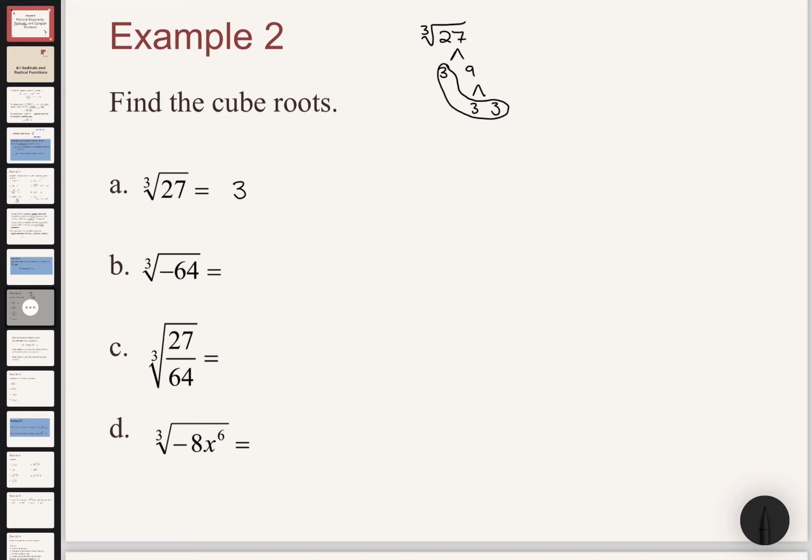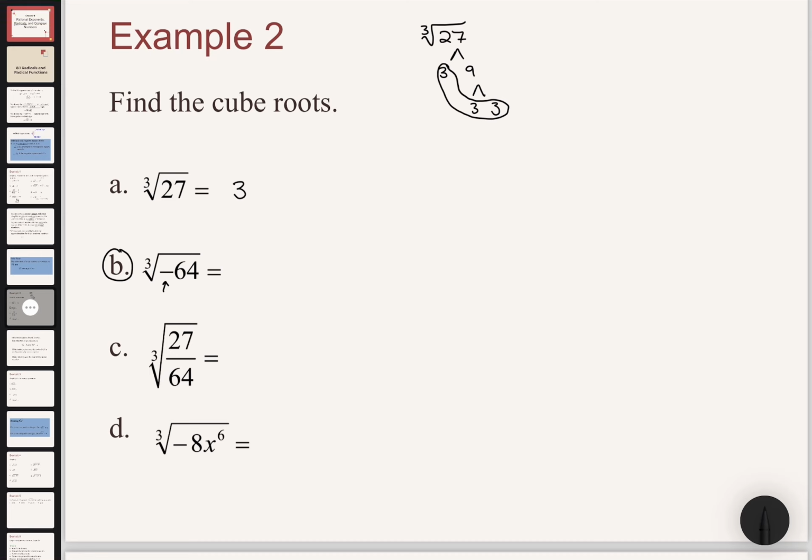Again, we're going to be doing lots of these problems. You'll get lots and lots of practice. With cube roots, now I'm looking at B. With cube roots, I am allowed to have a negative underneath my radical sign. I can have a negative in the radicand, all right?